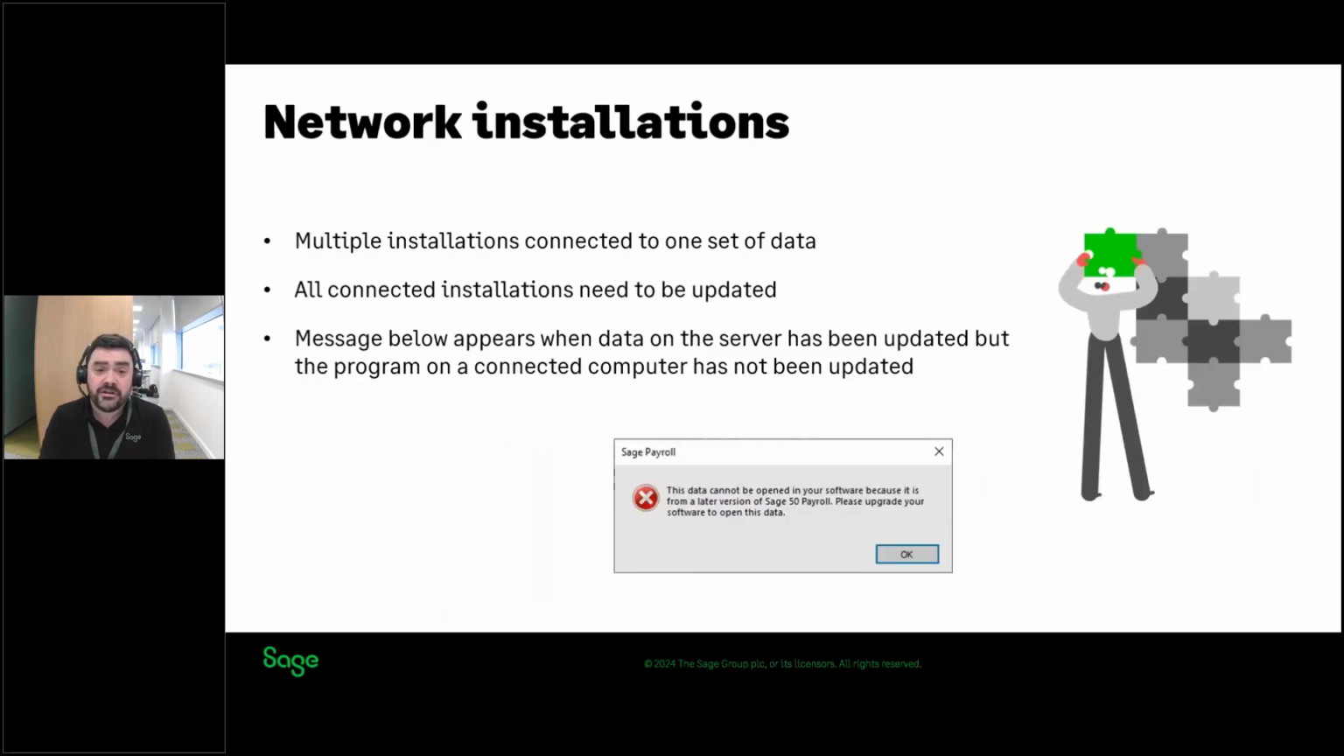One final note for those of you on a multi-user system, so you've got multiple installations of Payroll connected to one set of shared data, you will need to install version 30 on each PC that you use Payroll from. Now, if you forget to do this and you try to access data that has been upgraded to version 30, you'll see the error message on the current slide. It's really simple to resolve. All you need to do is to close out of those messages, download version 30 and get it installed on the PC that you're running on.